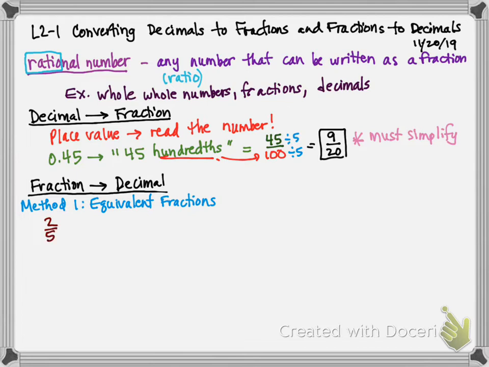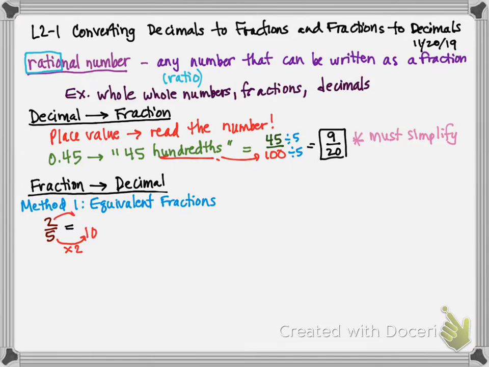2/5. Now I want to turn him into a decimal, so I need to have his denominator be a number that you would see in decimal place value. So when I talk about that, I'm talking about tenths, hundredths, thousandths, and so on and so forth. So let's think about this. What's a number that I could turn 5 into that ends in 0? Oh, 10. So if I just multiply him by 2, I'm going to get the denominator of 10.